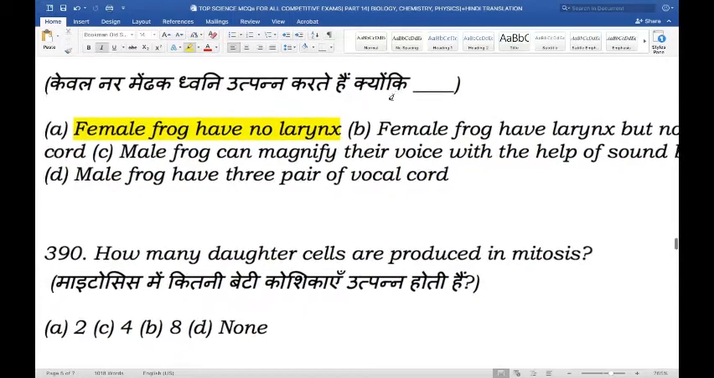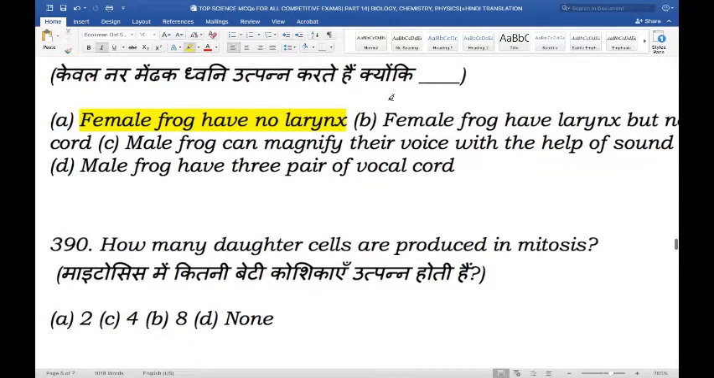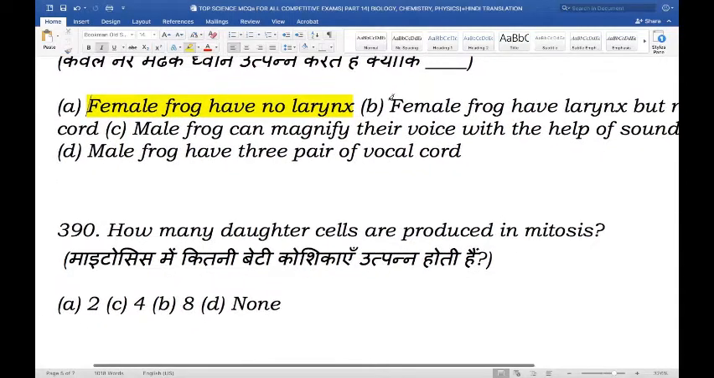Next, how many daughter cells are produced in mitosis? Is it 2, 4, 8, or none? So during mitosis, 2 daughter cells are produced.